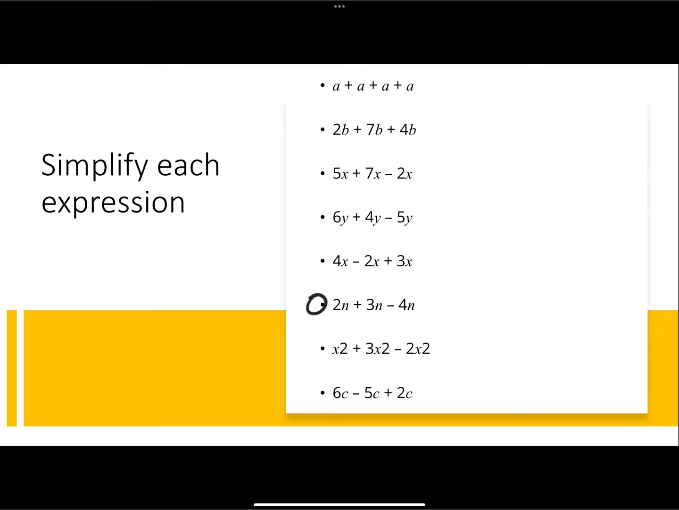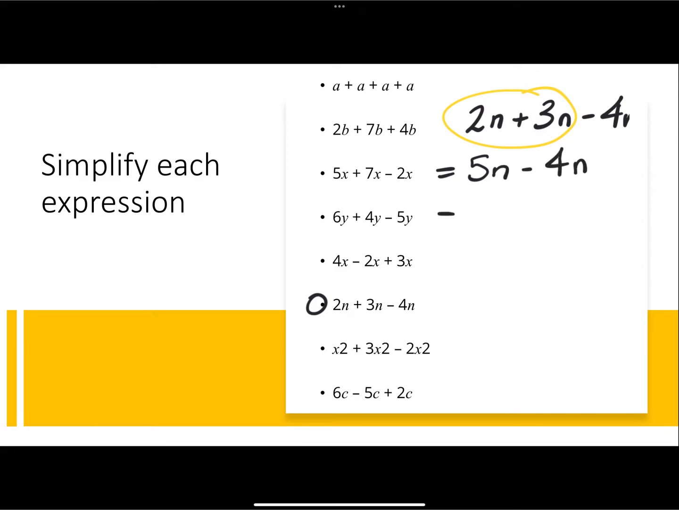Our next one. More of the same, really. 2 lots of n plus 3 lots of n, take away 4 lots of n, or 2n plus 3n, take 4n. Order of operations means I do this part first. 2 plus 3 is 5n, take 4n. 5n take 4n is just n by itself.